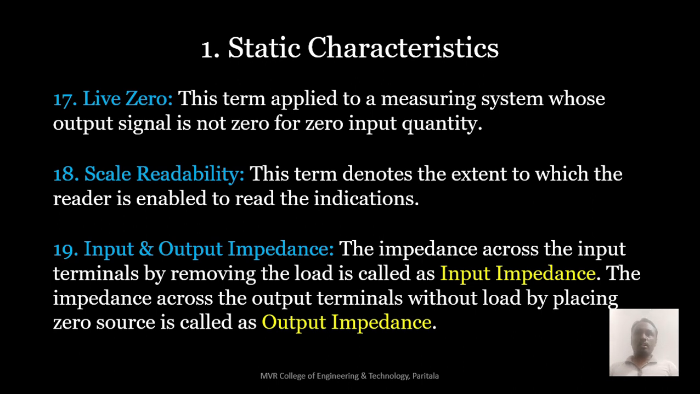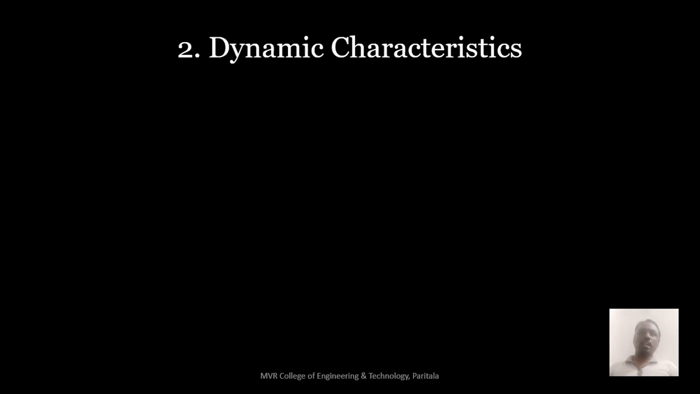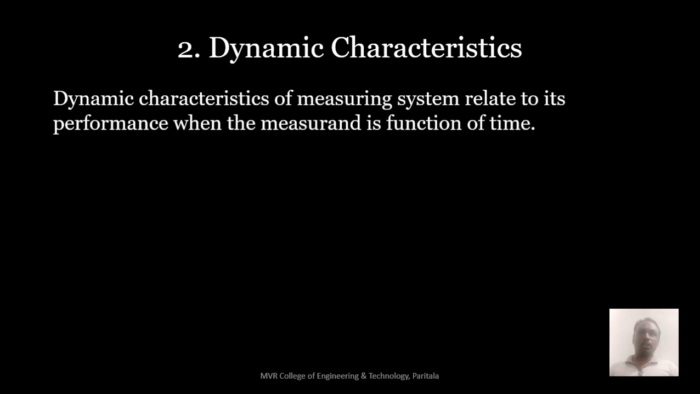So next one is dynamic characteristics. The dynamic characteristics of a measuring system relate to its performance when the measurand is a function of time. So what is meant by measurand here? The measurand is the quantity which is to be measured. If the quantity is a function of time, then the characteristics of the measuring system can be called dynamic characteristics.